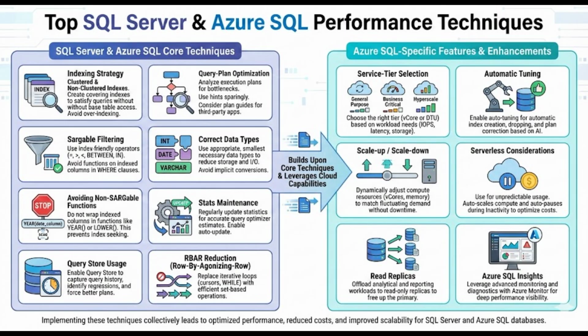Mention maintenance too. Indexes fragment. And in Azure SQL, you typically schedule maintenance or let automatic tuning handle it. If you can cite a real experience, maybe you added a filtered index on status equals pending to accelerate a queue dashboard, do it. Filtered indexes are a quick win because they let you avoid scanning inactive data.